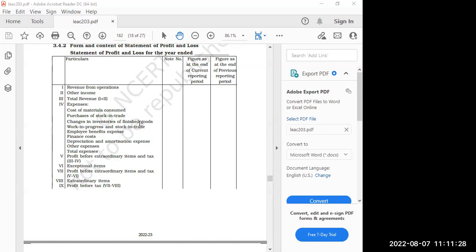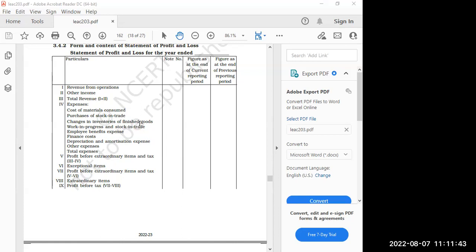Dual entry. Okay. Next, finance cost. Any interest paid, bank charges, interest on debenture, interest on loan, all those things should be added together, and you have to write against finance cost.